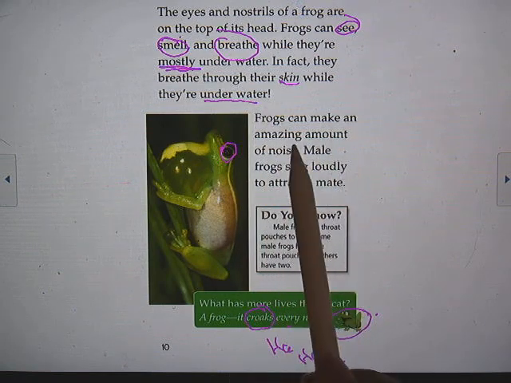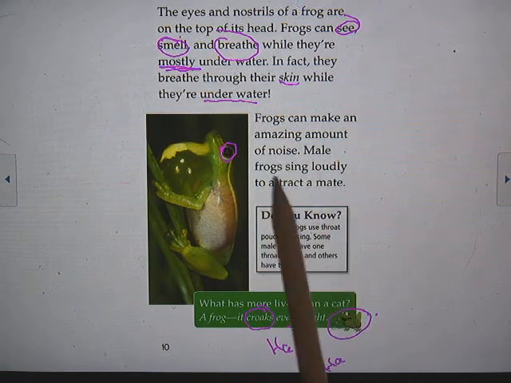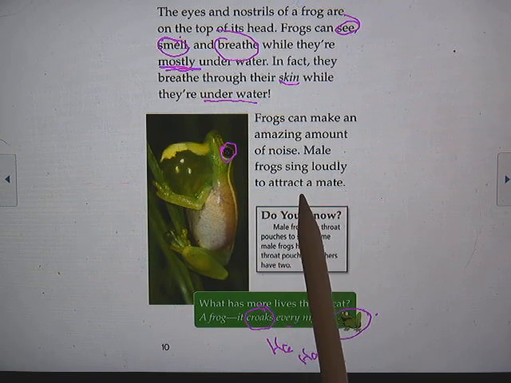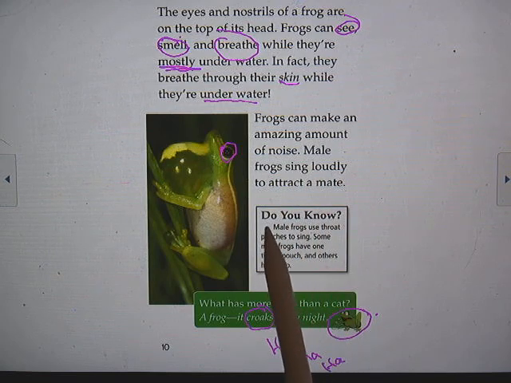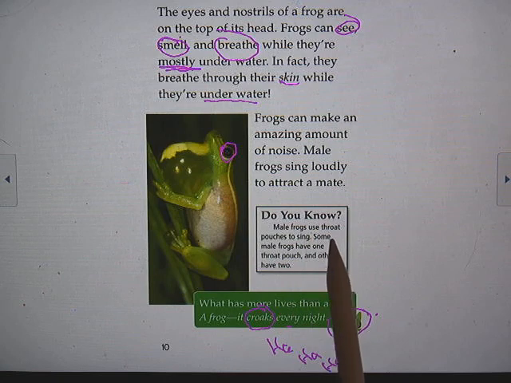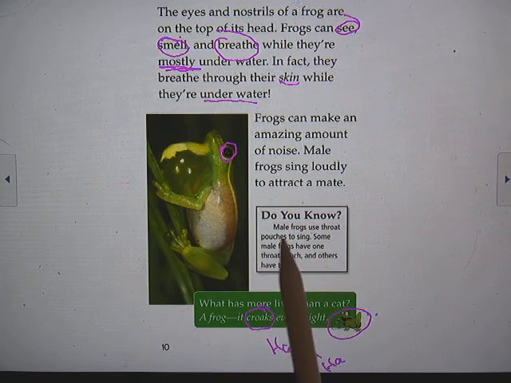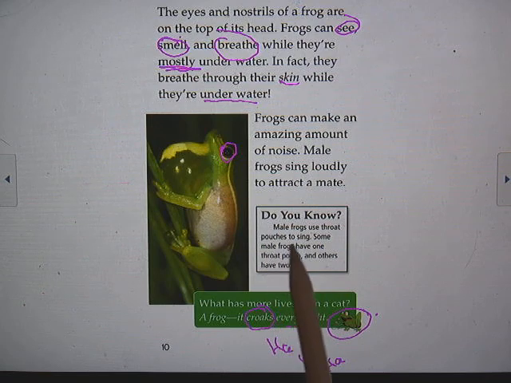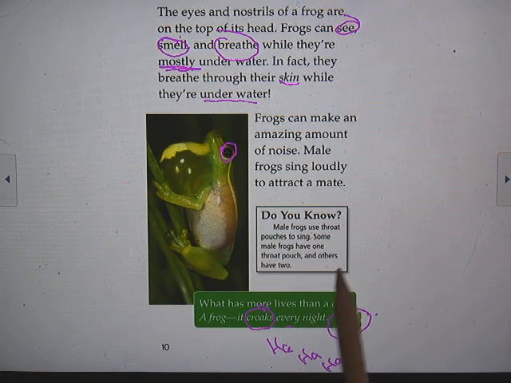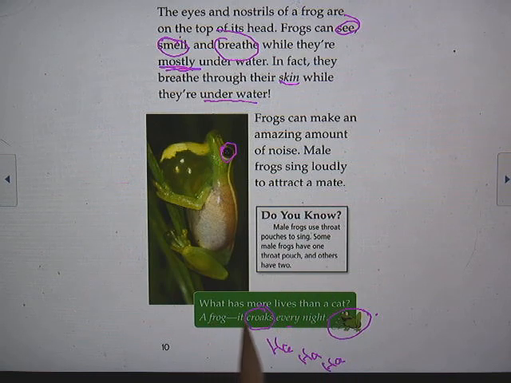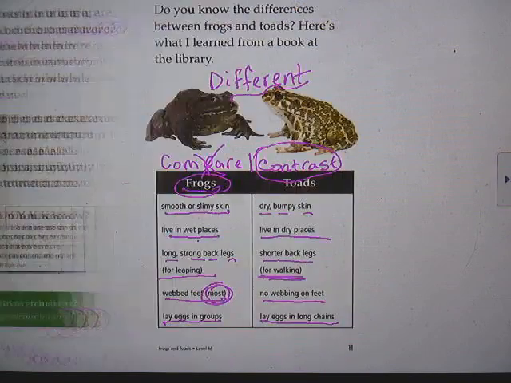Frogs can make an amazing amount of noise. Male frogs sing loudly to attract a mate. Do you know male frogs use throat pouches to sing? Some male frogs have one throat pouch and others have two. What has more lives than a cat? A frog. It croaks every night.